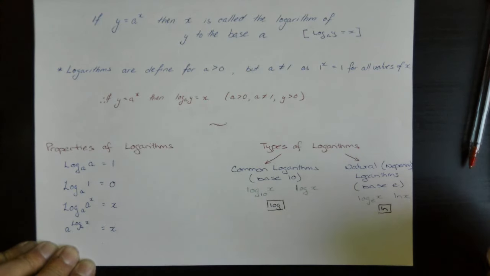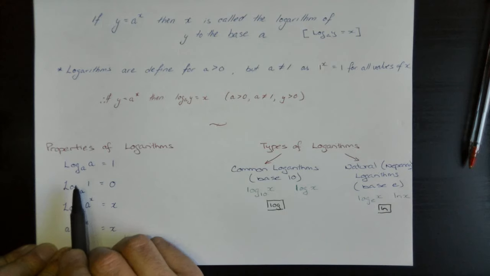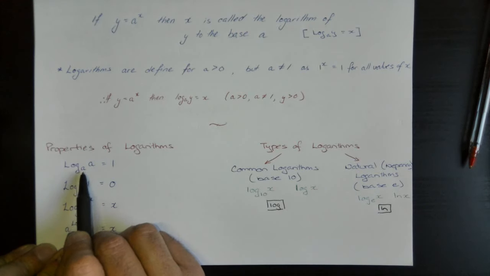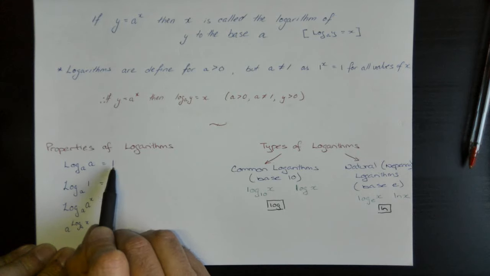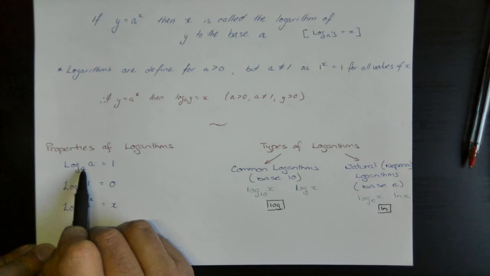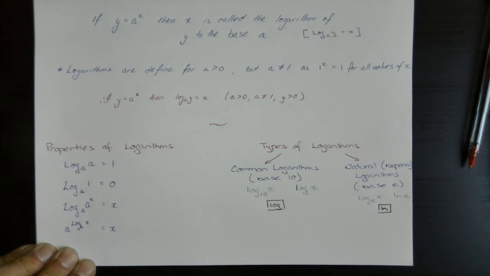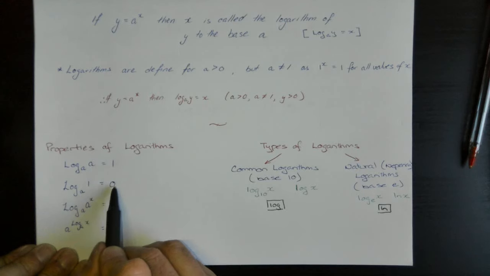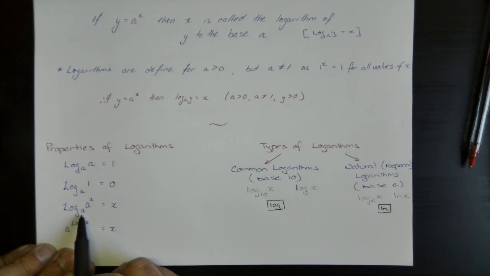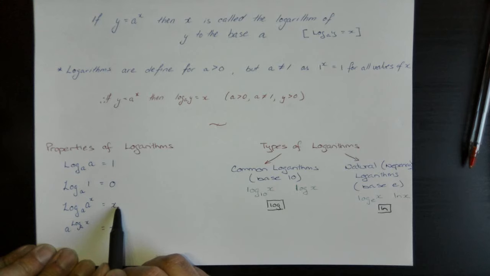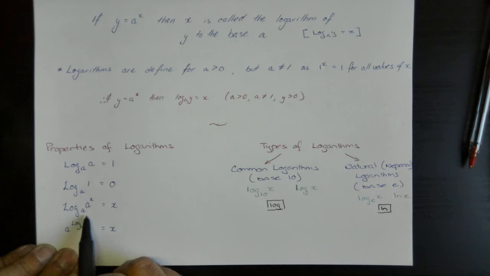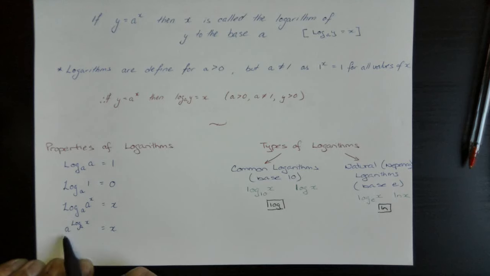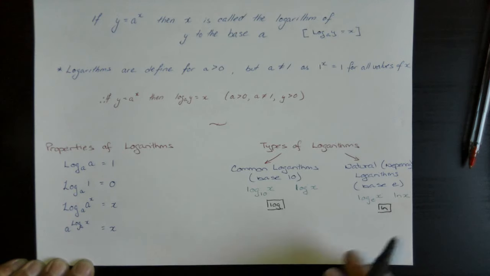Some of the properties that we need to look at is log a of a, the base a, is equal to 1. So a to the power of 1 is obviously a. That's how we can read it. Yeah. Log a of 1 would equal 0, so a to the power of 0 equals 1. Log a of a to the x is obviously x. And then a to the power of log a of x is just equal to x. Yeah, these basically cancel each other out.